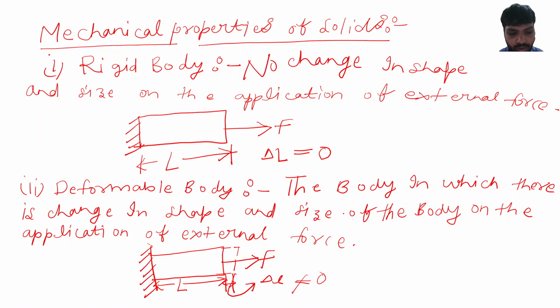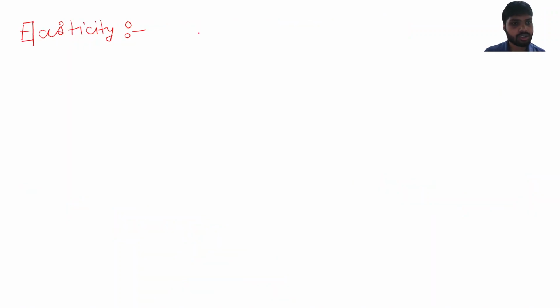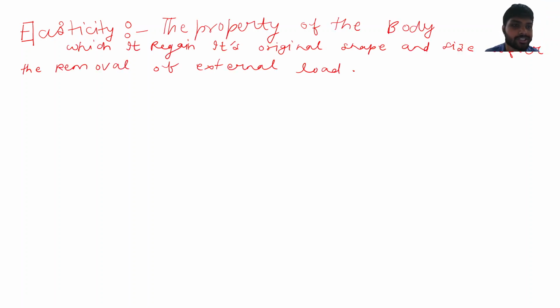Let's go to the new slide. The next topic which we will study is elasticity. What exactly is elasticity? It is the property of the body to regain its original shape and size after the removal of the external force. For example, if there is a force acting on a body due to which its shape and size change, but after the removal of the load it gets back to its original shape and size, then the property by which it gets back to its original shape and size is elasticity. So we understand what is elasticity.